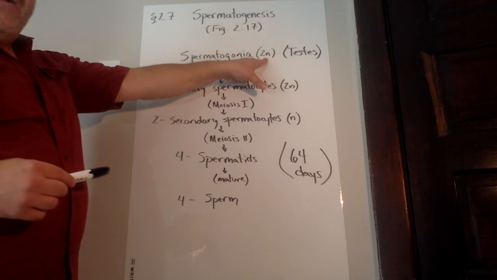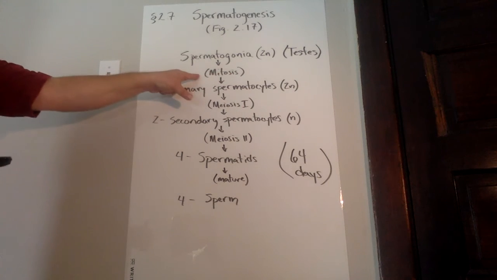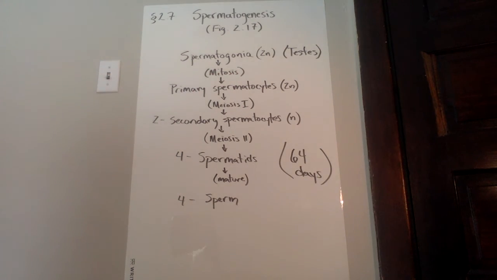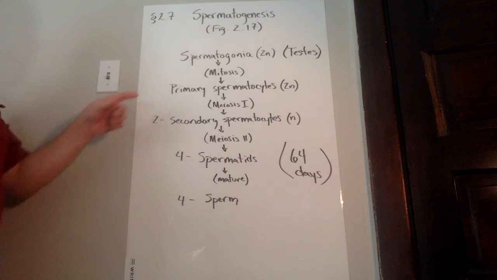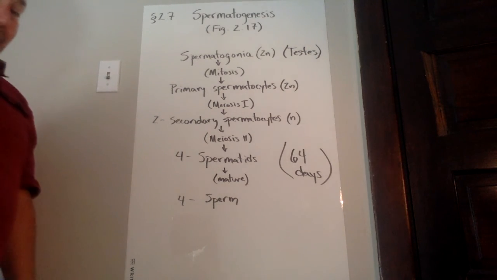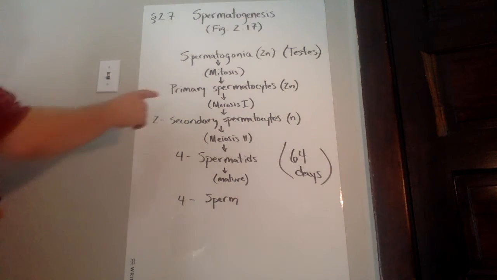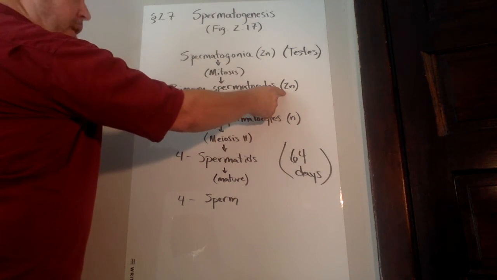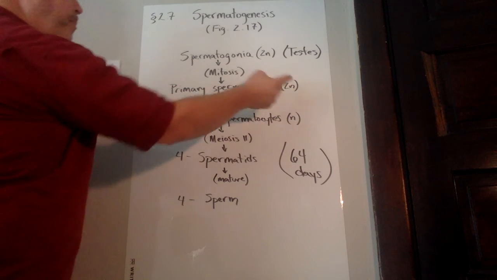As you can see, they are diploid. They will undergo mitosis for the entire length of a male's life. As they undergo mitosis, they will then produce primary spermatocytes. These are the first cells that will undergo meiosis. So you can see the primary spermatocyte is also a diploid cell.